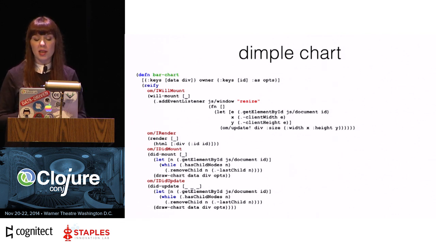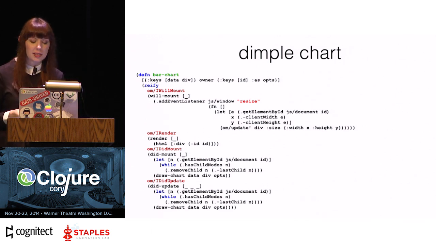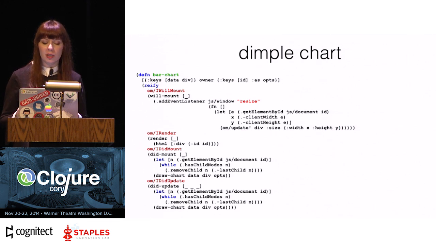The render function renders an empty div, and did mount and did update do the same thing. This is because did mount is called once when the component is mounted to the DOM, but we also want to react to changes in our application state, so we use did update as well. And because with dimple, if you want to actually change something on the chart, you just have to get rid of the old chart and create a new one. So before I draw the chart, I just remove the node with the old chart and attach a new one.